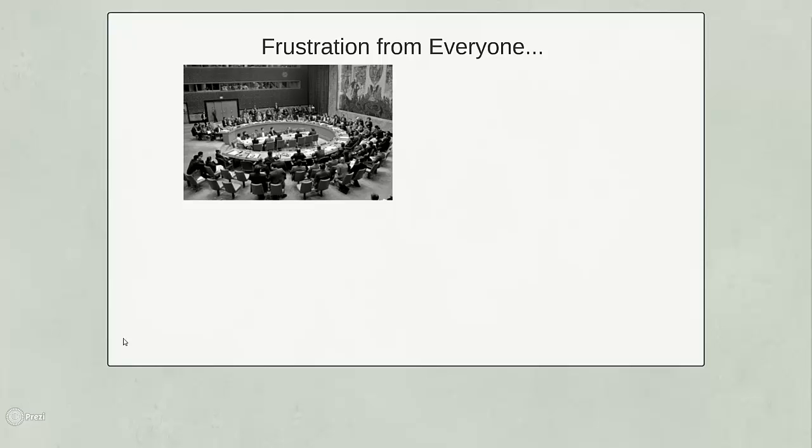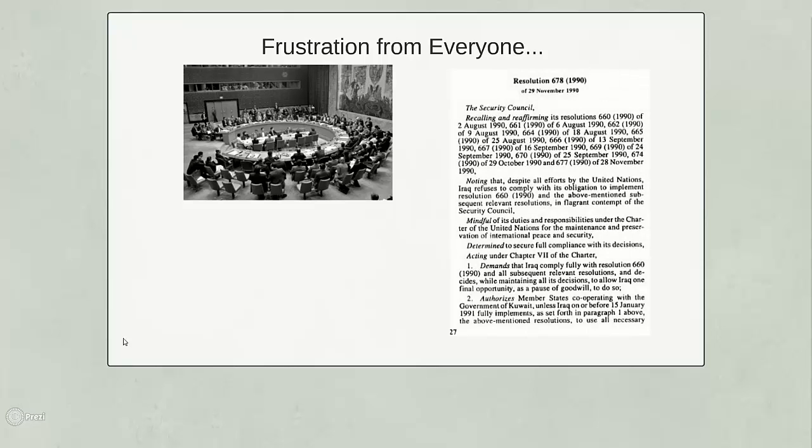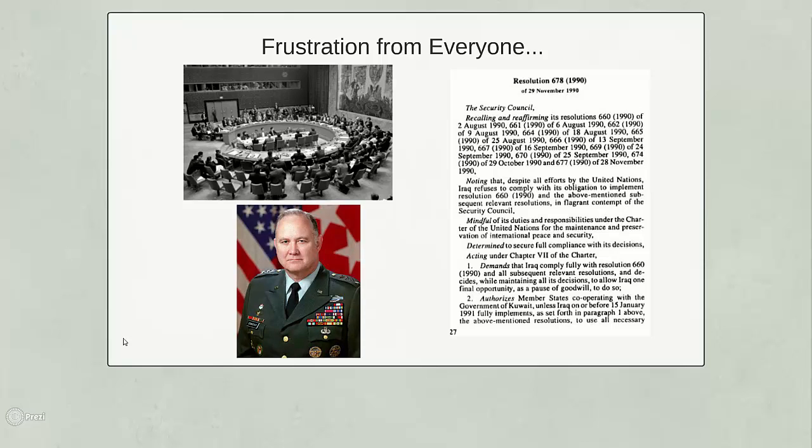After Hussein did not withdraw his forces, the United Nations issued Resolution 678, stating that if Hussein's troops were not withdrawn by January 15, 1991, then the coalition force, led by General Norman Schwarzkopf, would use all means necessary to remove Iraqi forces.